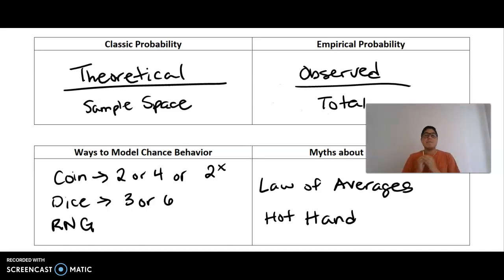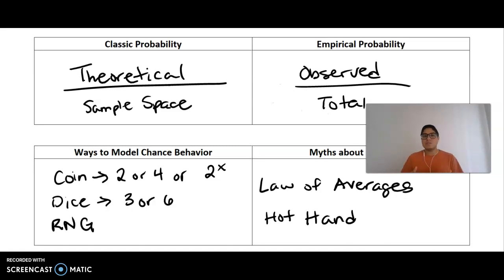Now, empirical is after we run these trials and simulations and studies, what do we observe over what our total sample space included? So for example, I should have different probabilities if I were to toss a coin 10 times versus if I were to toss a coin 200 times.